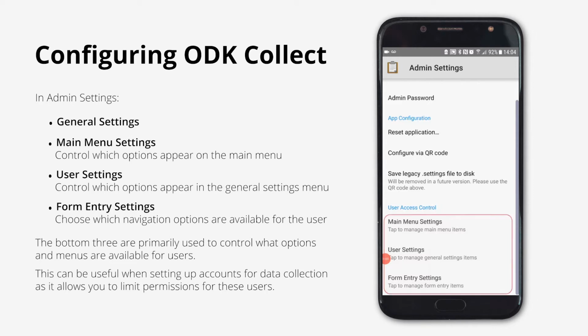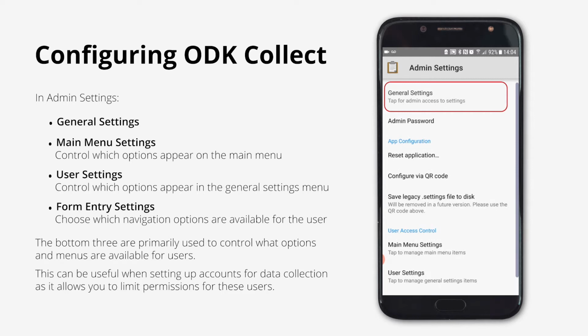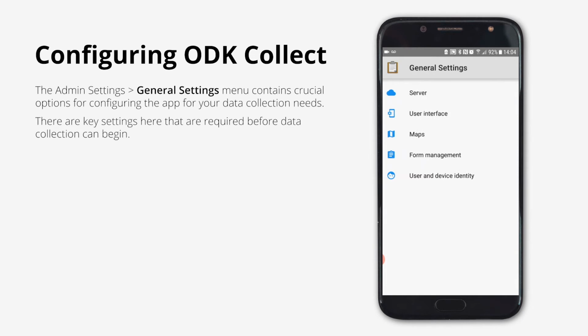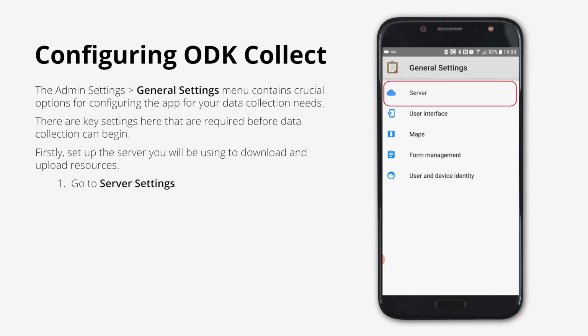However, it is the general settings option here which is crucial to configuring the app for your project and data collection needs. You'll be able to set some key settings which are completely required before you can begin data collection. The most important of which is ensuring that your app is set to the correct server, i.e. the server from which you will download your form and to which you'll be able to upload your data. This is done within the server settings.